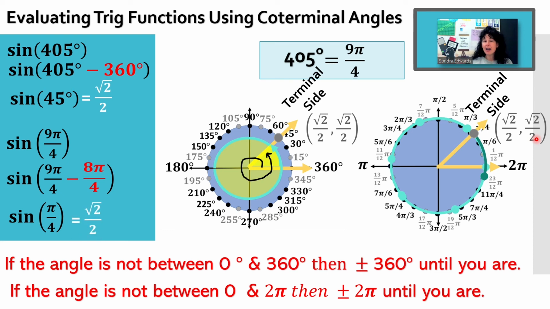So please keep in mind, if your angle is much, much bigger than 405 degrees or much, much bigger than 9 pi over 4, you might need to subtract 360 degrees or 2 pi more than once. And the goal is to get an amount that is between 0 and 360 or between 0 and 2 pi.